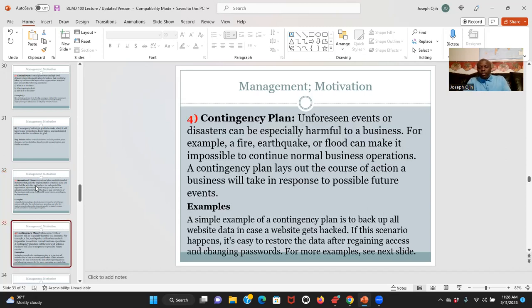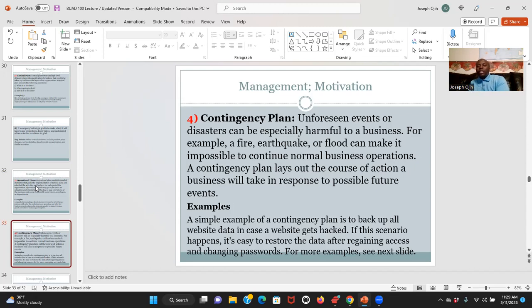Then we have the contingency plan. This one is another name for it; you can call it an emergency plan. So we know that unforeseen events can happen to a business. Like today, let me use our class today as an example. Things happened that made it impossible for me to come down to the campus. Because of that, we have a plan already. Even though I couldn't come down to the campus, we can still have our class remotely. So this is a good example of how a contingency plan works.